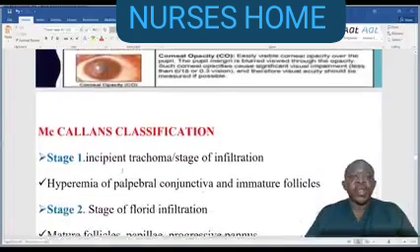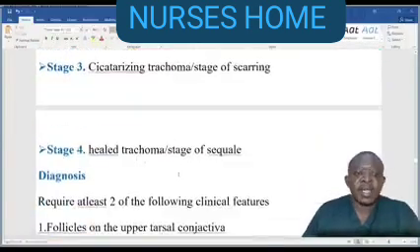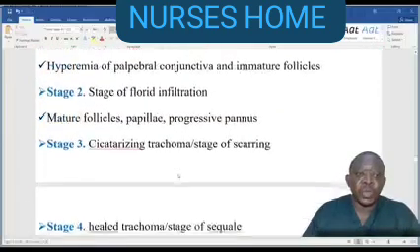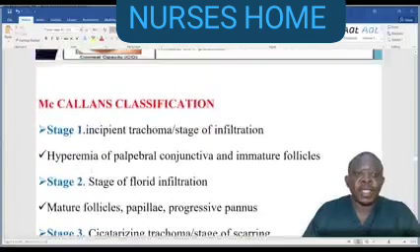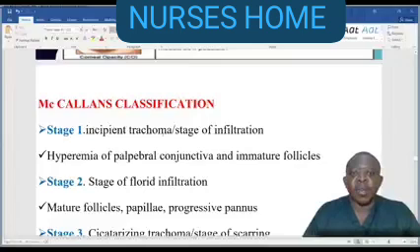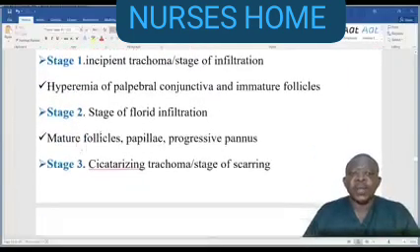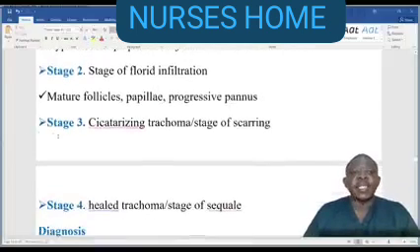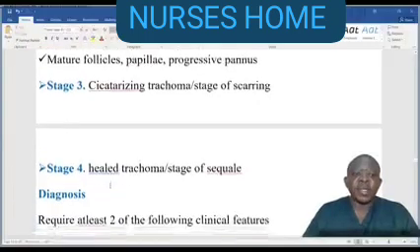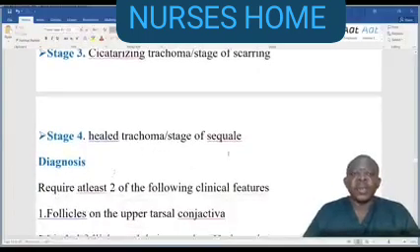Then when you look at MacCallan's classification, it just gives stage 1, 2, 3, and 4. In MacCallan's classification, stage 1 is incipient trachoma or stage of infiltration. Here you see hyperemia or increased blood supply of the palpebral conjunctiva and the immature follicles. Then stage 2, of fluid infiltration. Here we see mature follicles, papillae, and progressive pannus. Then in stage 3, we see cicatrizing trachoma, which is a stage of scarring. Then stage 4, we see healed trachoma, which is a stage of sequelae.